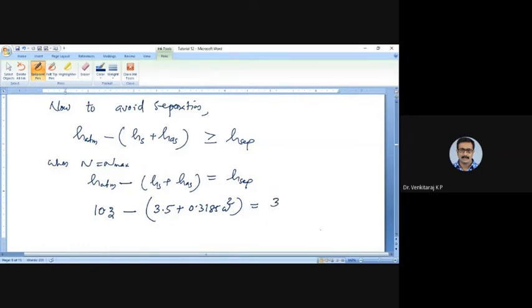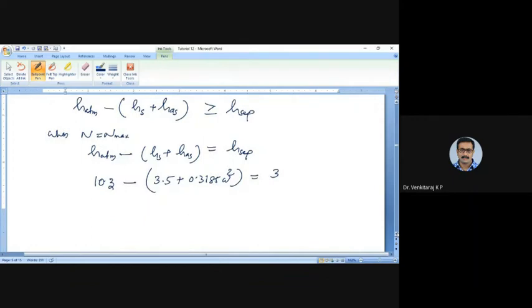Now from this equation I can solve the angular speed omega. Solving, we get omega equal to 3.454 radian per second. Since omega equal to 2 pi n by 60, I'll get the speed value.